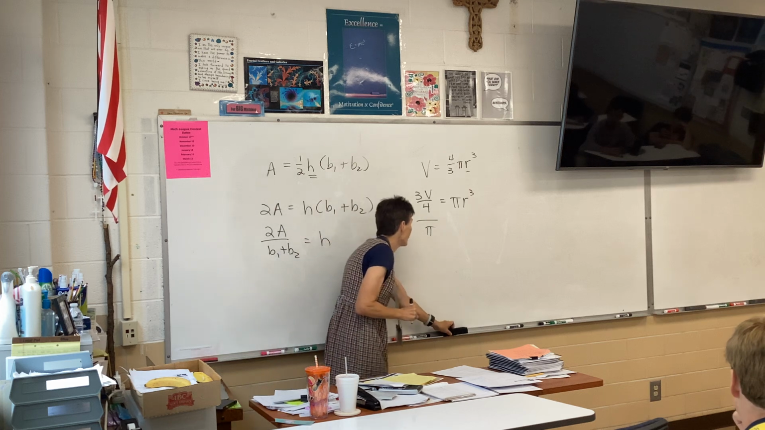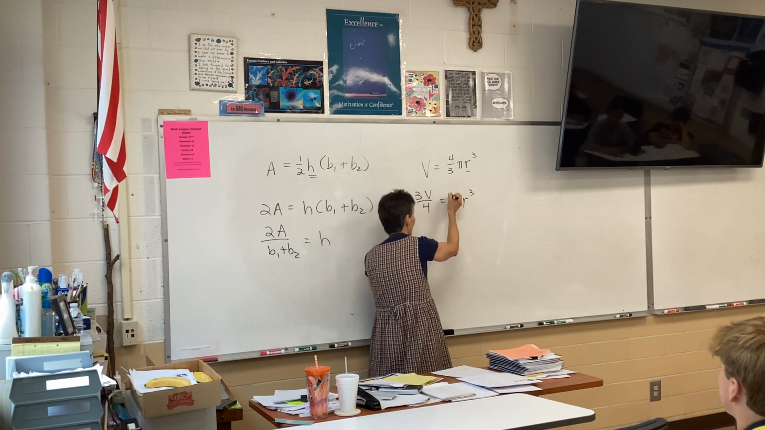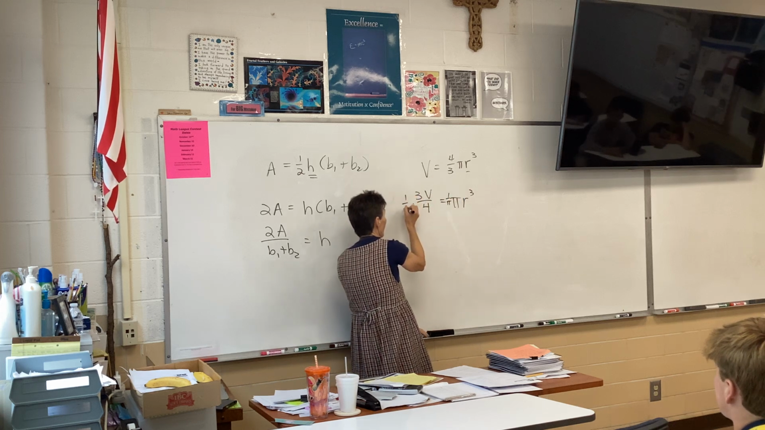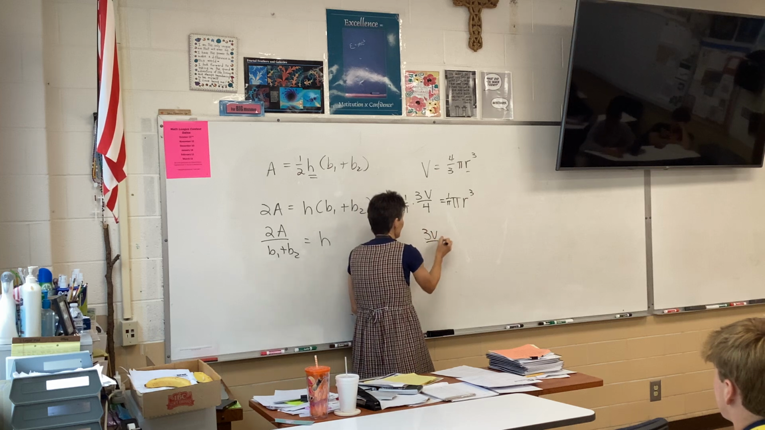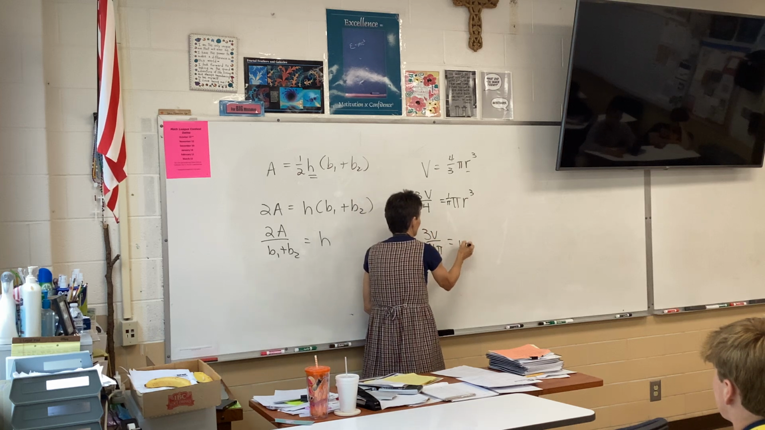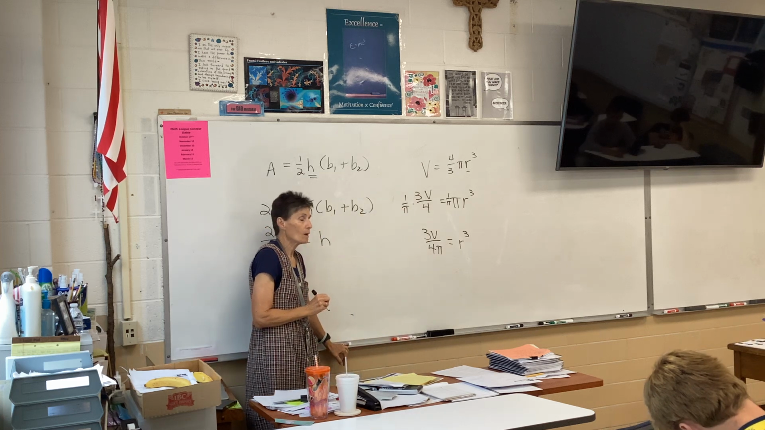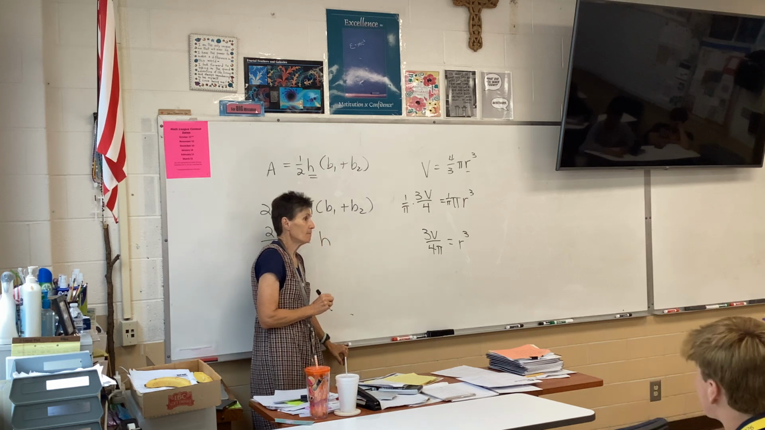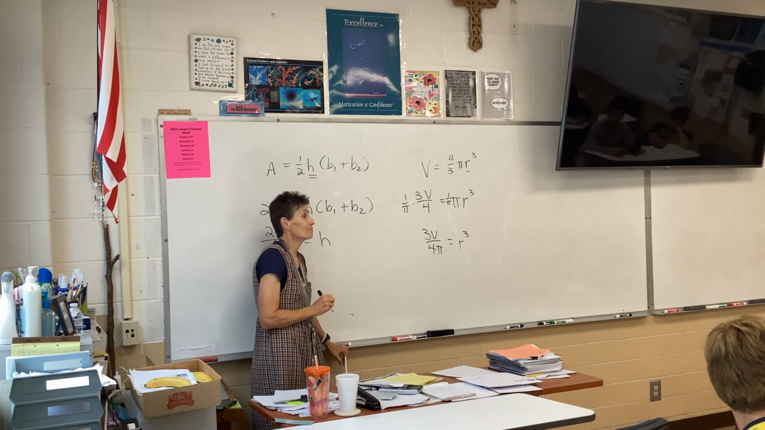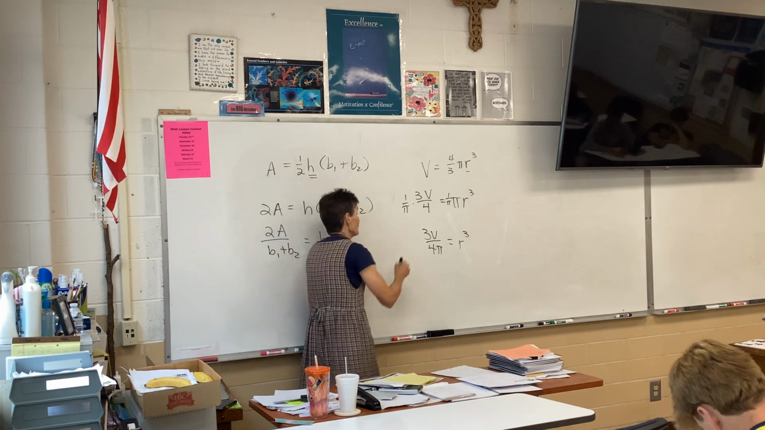So think about what you're doing. Don't make it hard. You are dividing by pi or multiplying by 1 over pi. So you have 3b over 4 pi. No complex fractions.